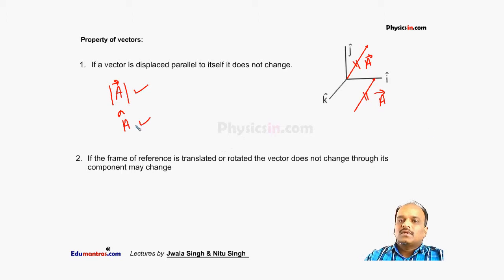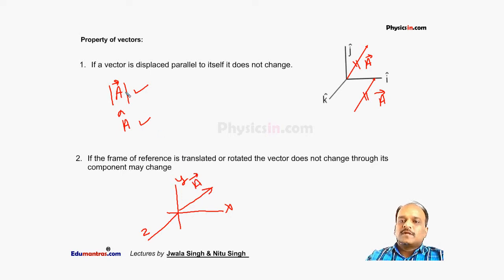Next thing, if the frame of reference is translated or rotated, the vector does not change, though its components may change. Means, if I rotate this x-axis, suppose this is our x-axis, y-axis and z-axis. This is a vector A.